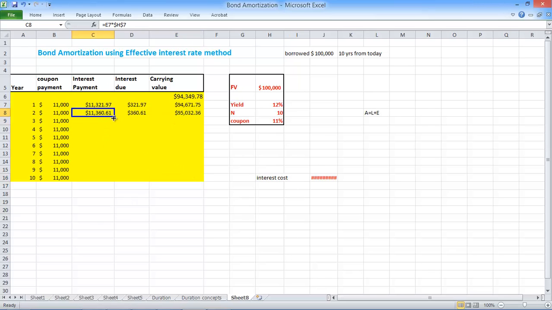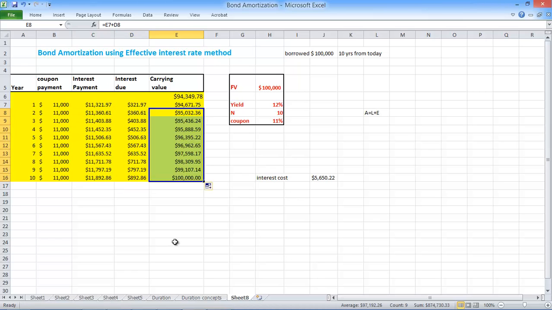Now let's see what happens if I just scroll this over. Here you see at the end of year 10 we owe them 100,000. At any time we can calculate the book value of our bond. So if in year 11 we want to dispose of this bond, we're going to get $96,395. And at year 10 the value of our bond is 100,000, and when you dispose of this, this balance comes off your balance sheet. So this was your bond amortization using effective interest rate method.